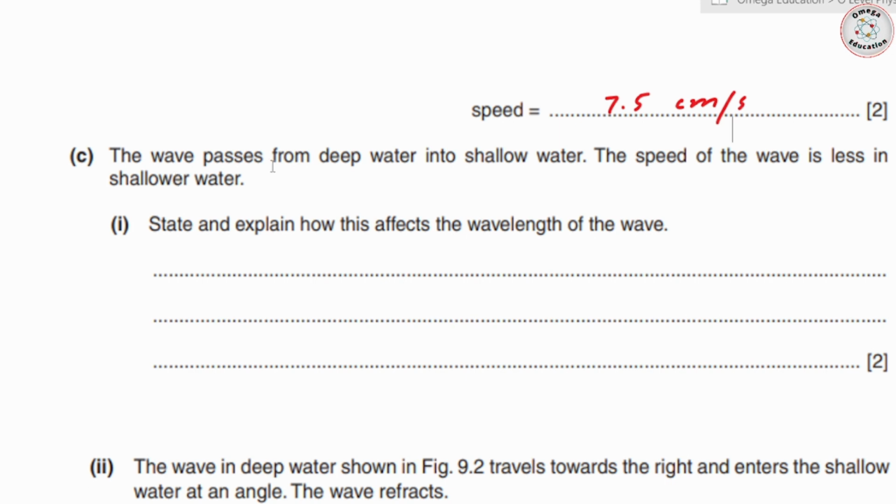The wave passes from the deep water into the shallow water. The speed of the wave is less in shallow water. Explain how it affects the wavelength of the wave. Now, as the waves enter the shallow water, their wavelength would decrease. Since the speed also decreases and the frequency remains the same, that's why their wavelength has to decrease.